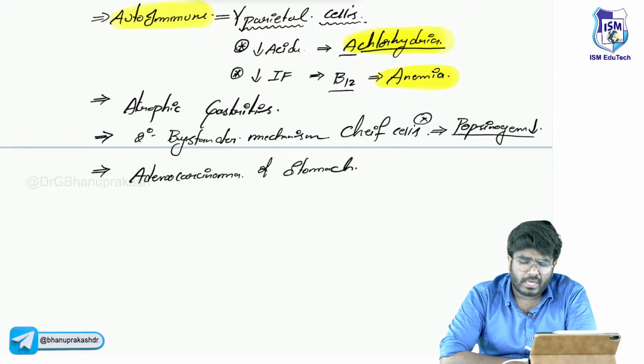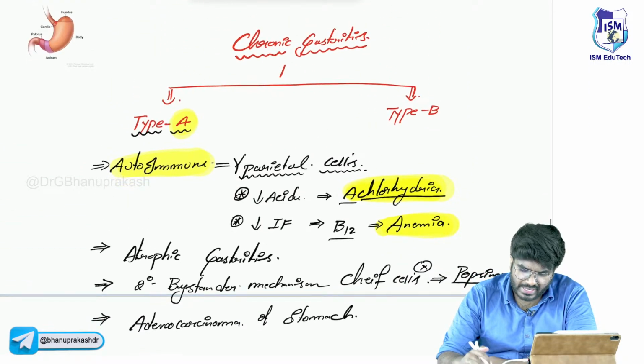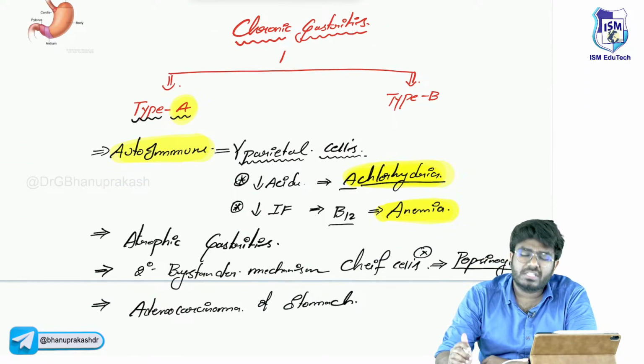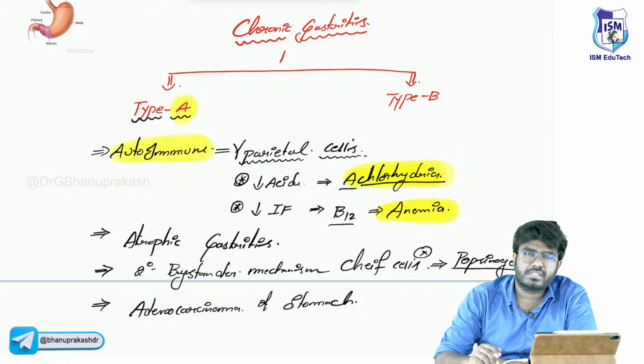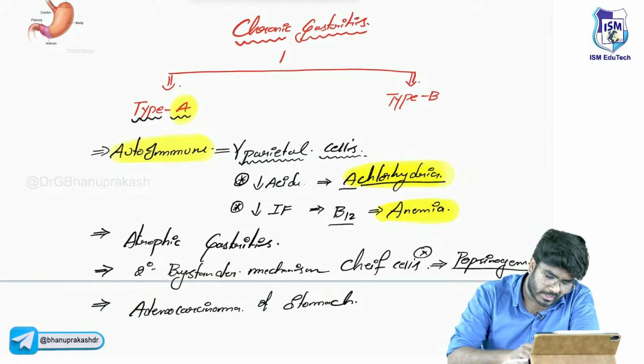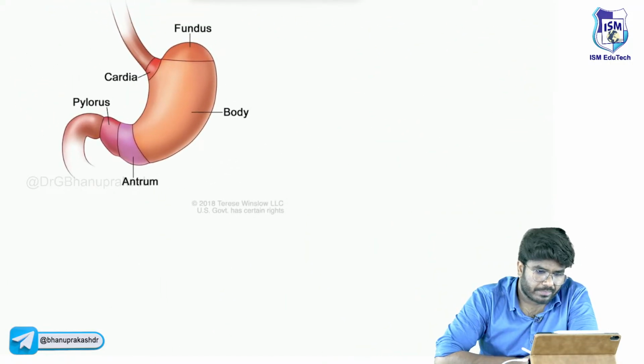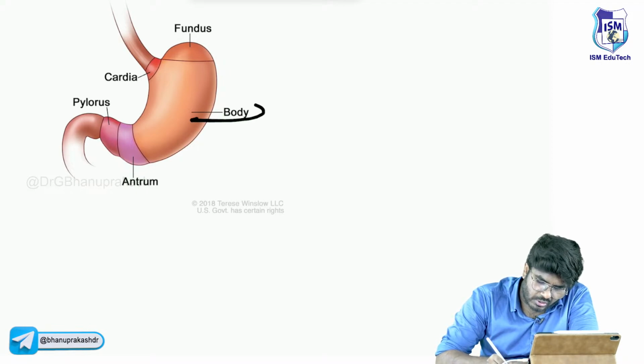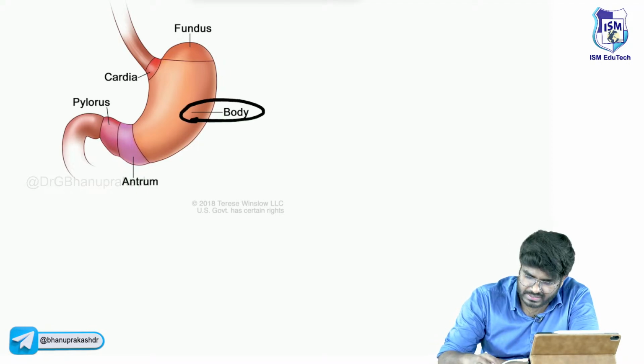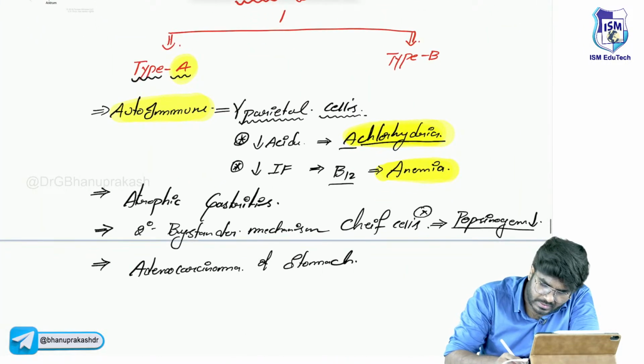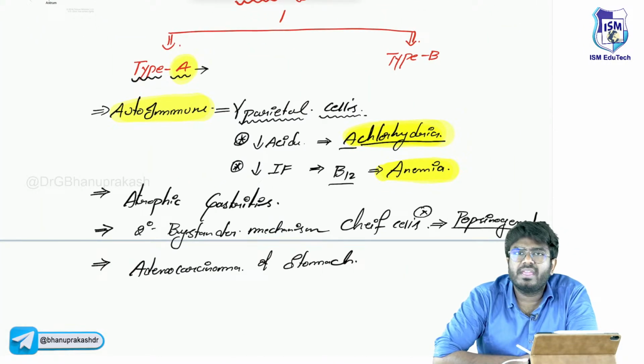Now you can ask me one important point: gastritis is happening, but in which region? This type A gastritis or autoimmune gastritis is going to occur especially in which part of the stomach? These are the different parts of the stomach. This area is called the body. The body of the stomach is the most common site for type A gastritis. Type A is seen in B.